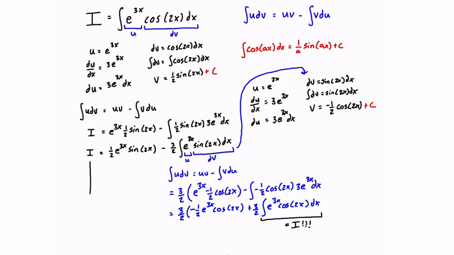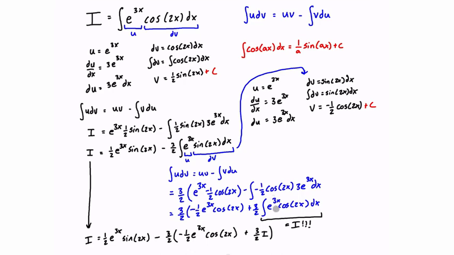So let's continue what we had here, where we had I is equal to 1/2 e to the 3x sine of 2x. And then it was minus all this stuff. And all this stuff is all this stuff as well. Okay, guys? So this is going to be minus 3/2 all times negative 1/2 e to the 3x cos of 2x plus 3/2 times I.